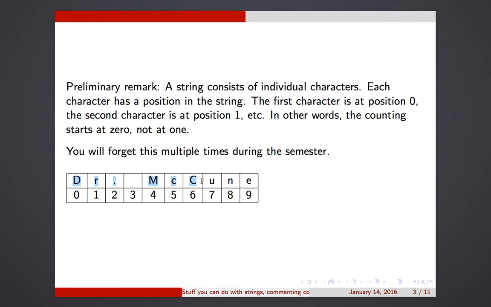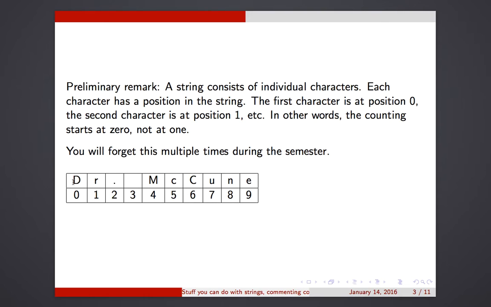So consider this string here. It's just my name, Dr. period space, and then my last name. Here's a string that's just my name. This string consists of 10 characters. The D is at position 0, the R is at position 1, the period is at position 2, etc. So even though there are 10 characters here, the positions don't run from 1 to 10, which is what you would like them to do. The positions run from 0 to 9.